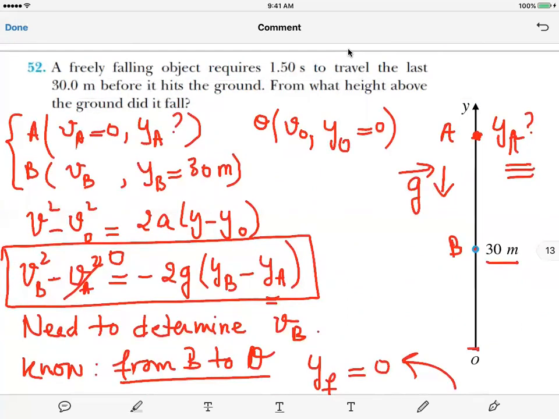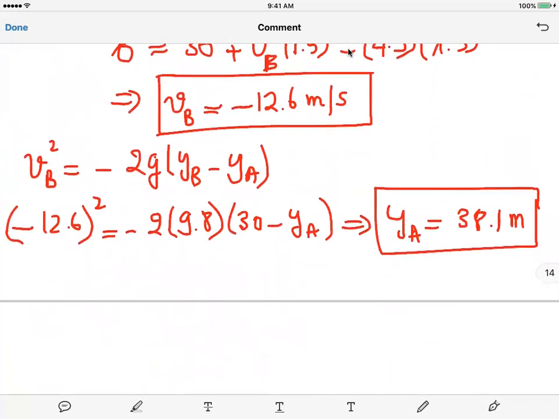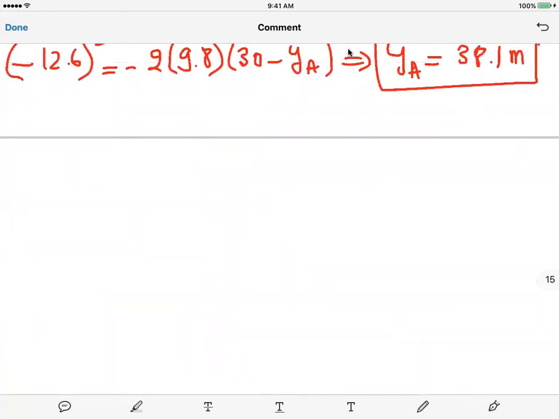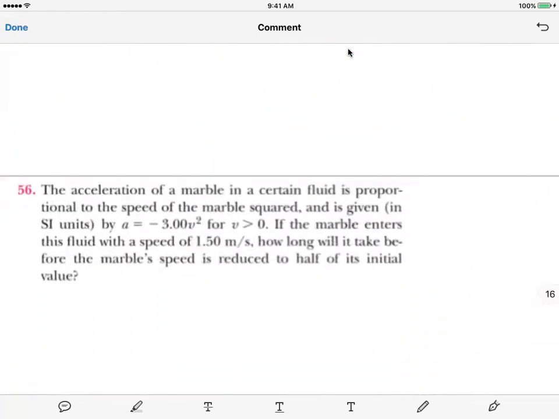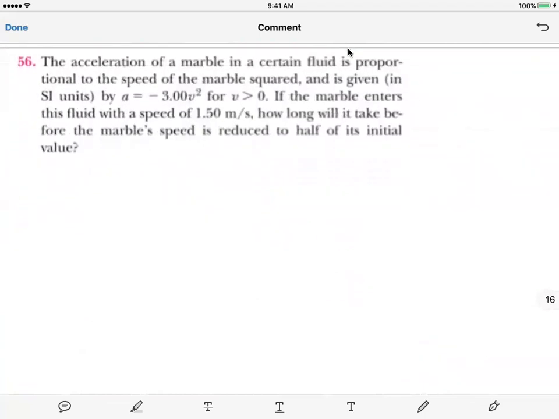and profit from the information given, that it took the object 1.5 seconds to travel the last 13 meters. And so at the end, we are able to determine the height from which the object was released. So that's it. We're done with problem number 52. Now we go to problem number 56.